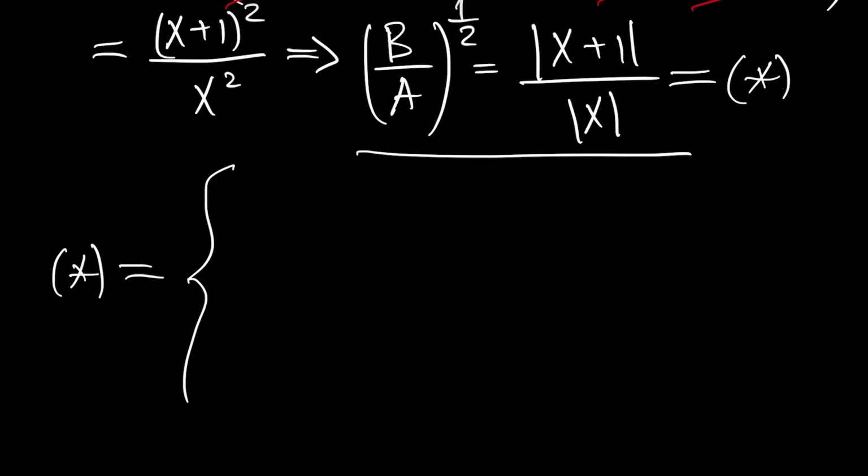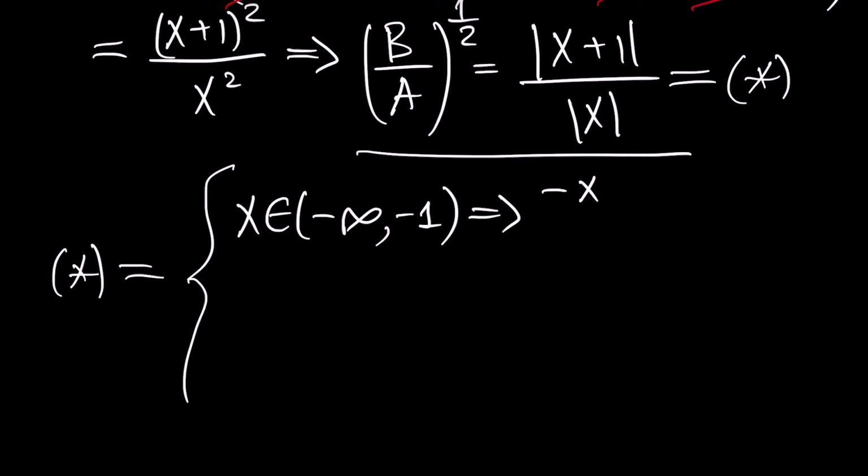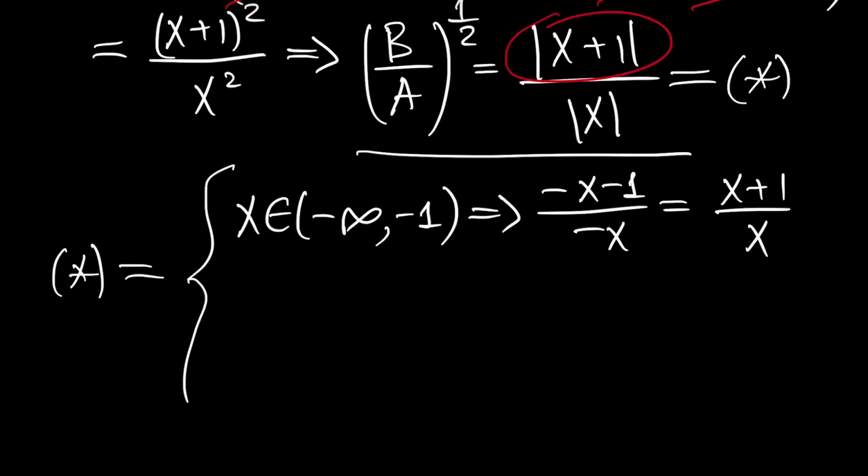First of all, when x is in the range from minus infinity to minus 1, we will have (-x - 1) divided by (-x), which is equal to (x + 1) divided by x. Because when x is in this range, by the definition of absolute value, we will have minus what we have inside the absolute value. If you don't know what absolute value is, watch our first video tutorial of the beginning of algebra playlist.